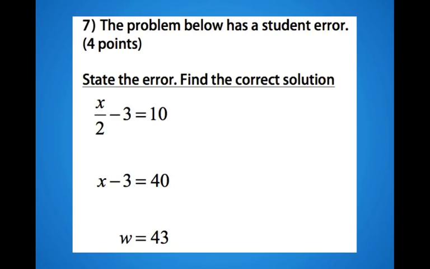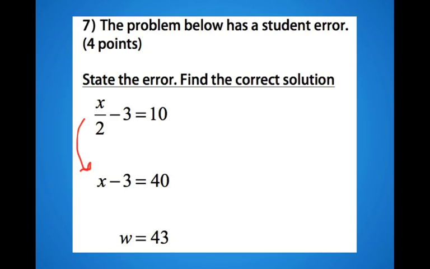Okay, we're looking for the error. When you look at the step from here to there, let's see what they did. It looks like they multiplied, wow, they did a lot of things wrong actually. So somehow they lost the 2 at the bottom, so there's a lot of things wrong. So somehow they turned the 10 into a 40.